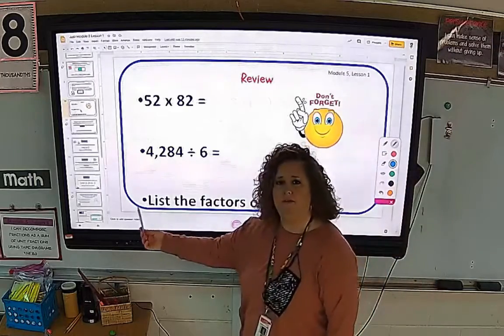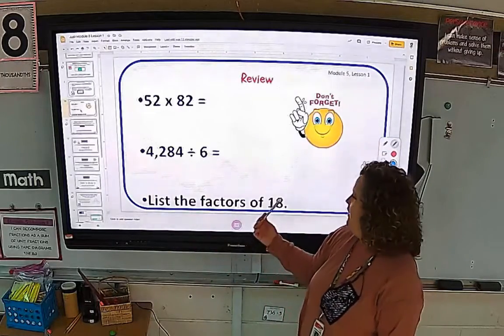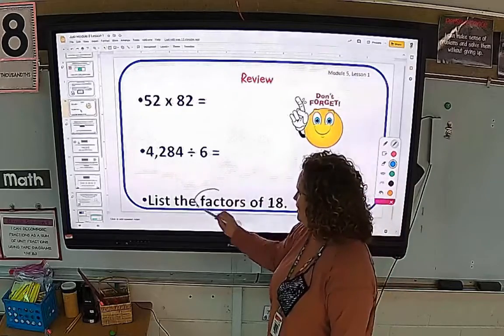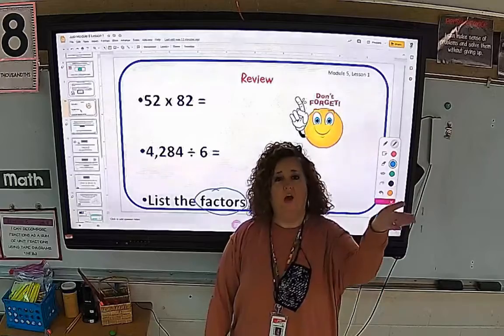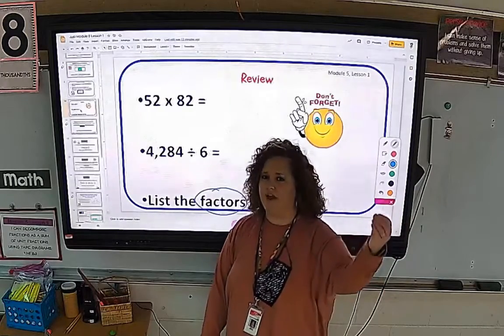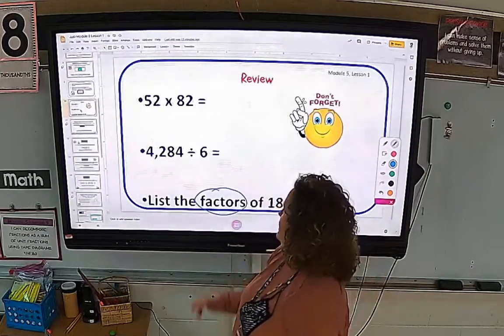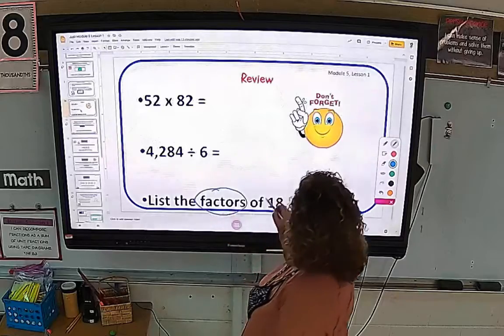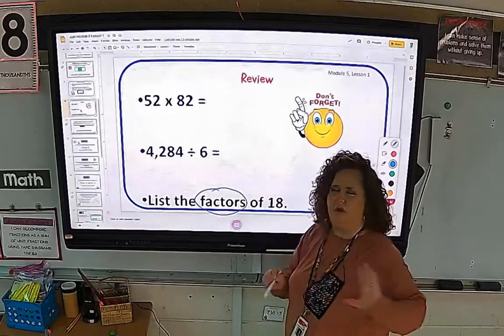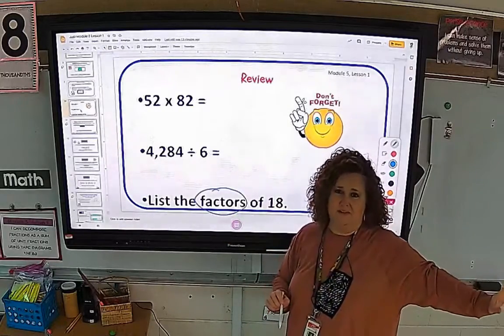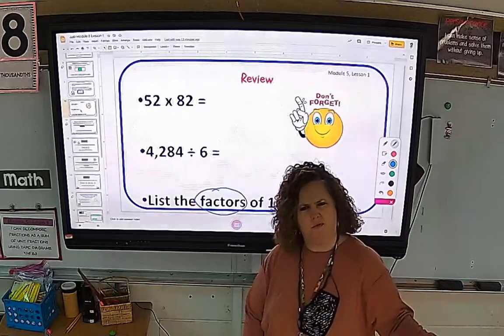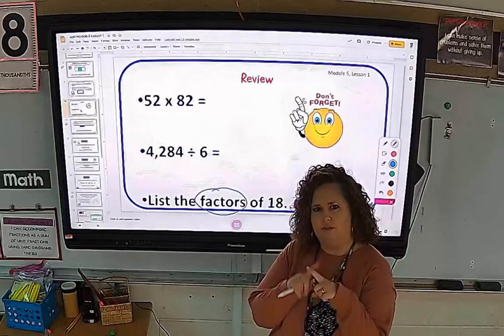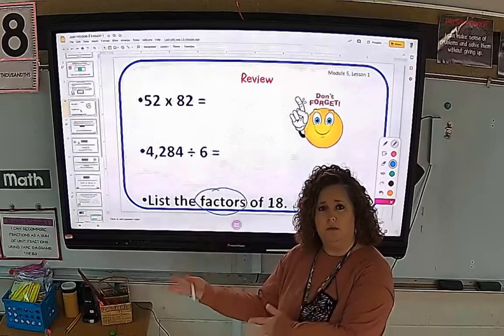Okay, our last warm-up is list the factors of 18. Okay, factors. First, I've got to remember what that is. Factors, factors, factors. Oh yeah, far fewer factors. Remember that. Okay, so I know that this is not going to be the list that goes on forever. That's multiples. Remember the skip counting? That's multiples. Factors are the numbers that I can multiply together to equal another number.